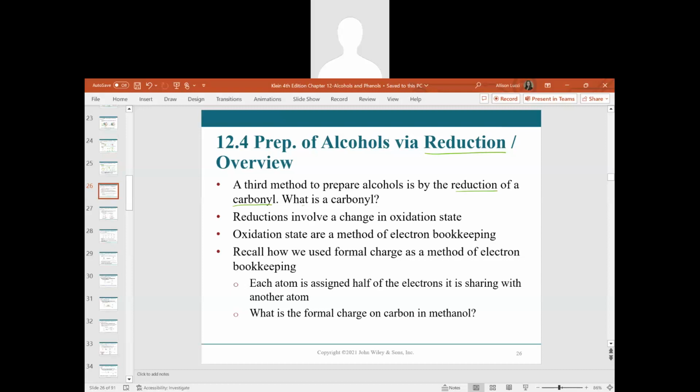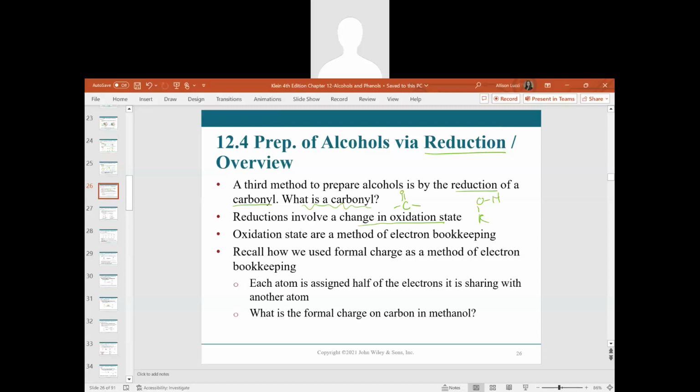Hopefully you recall, after a discussion of functional groups, what exactly a carbonyl is. We have that carbon oxygen double bond somewhere in our compound. So things like aldehydes, ketones, esters, we can reduce or change the oxidation state. So that C=O double bond will then become an OH, right? Bonded to whatever the rest of our structure is.